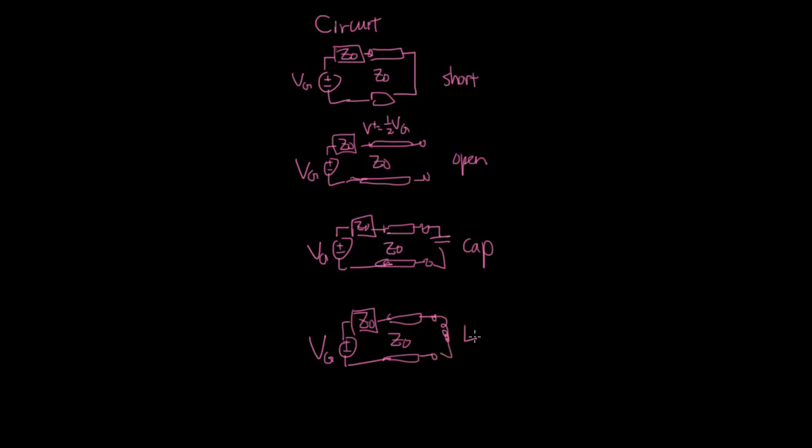So now we have the inductor, so CL, inductor on the load side. Now, in all four of these cases, we're going to look at the voltage at the generator side, which is what we also call Vin. So this Vin here, and we'll also look at VL. Let's start with the short.